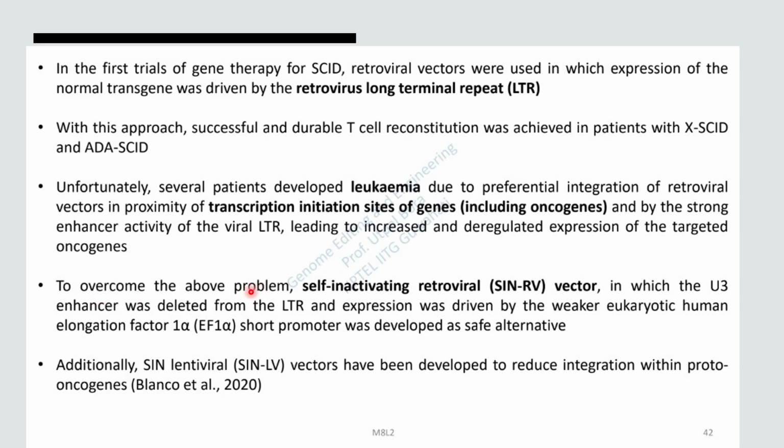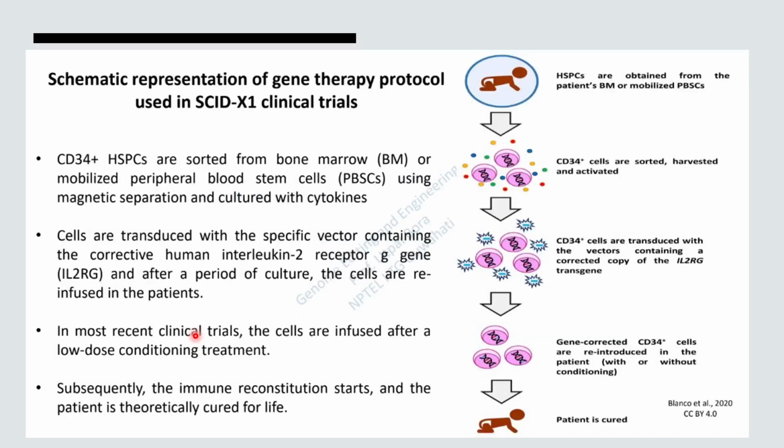To overcome the above problem, the self-inactivating retroviral SINRV vector, in which the U3 enhancer was deleted from the LTR and expression was driven by the weaker eukaryotic human elongation factor 1 alpha short promoter, was developed as a safe alternative. Additionally, SIN lentiviral vectors have been developed to reduce integration within proto-oncogenes. So this was all about the gene therapy for SCID.